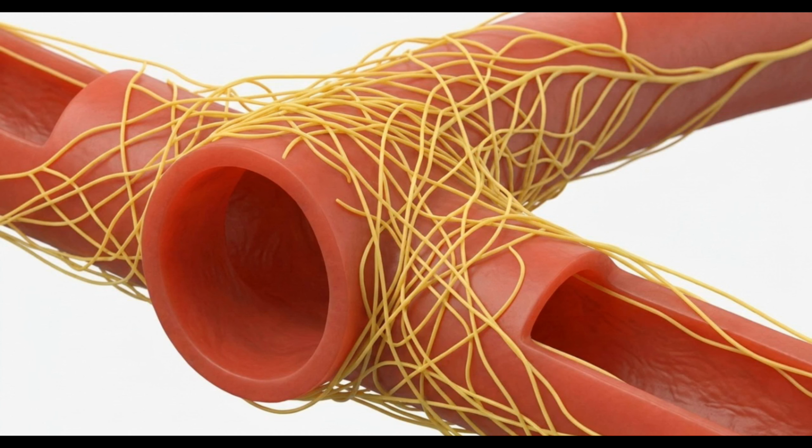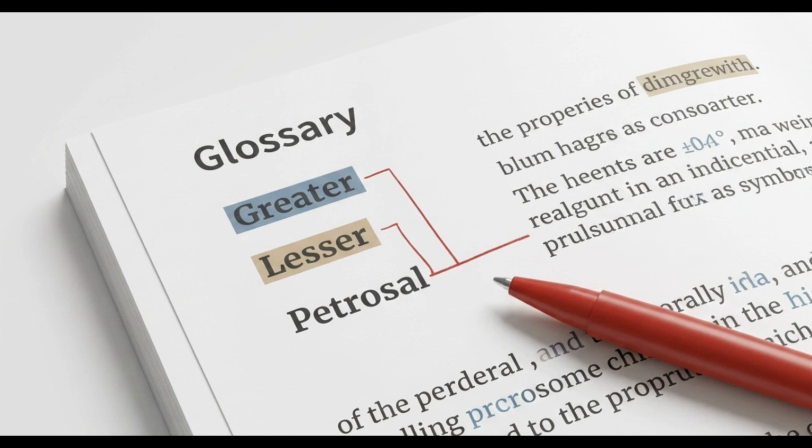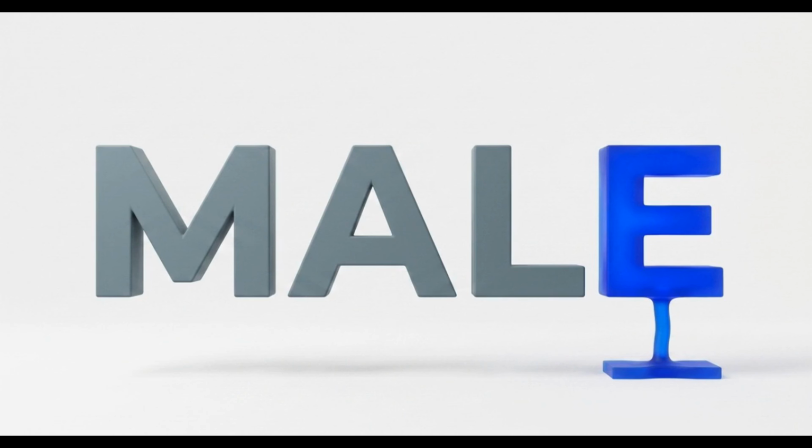Finally, option E suggests sympathetic nerve fibers. Autonomic twigs hug blood vessels throughout the body, but aren't formally named contents of this specific foramen. So both option A and option E are marked false. Test writers construct these distractors using name similarities, like greater versus lesser, and ubiquitous structures to catch candidates guessing without a rigid mental framework. That leaves us with the final letter of our acronym.